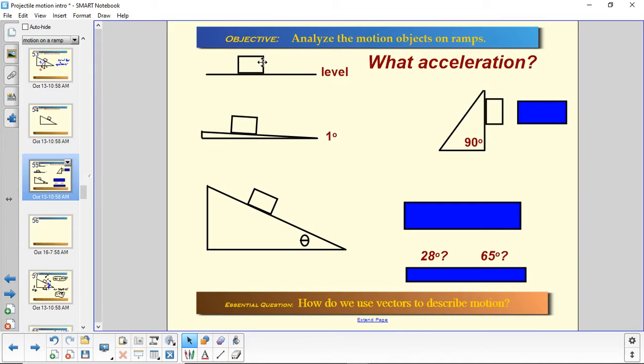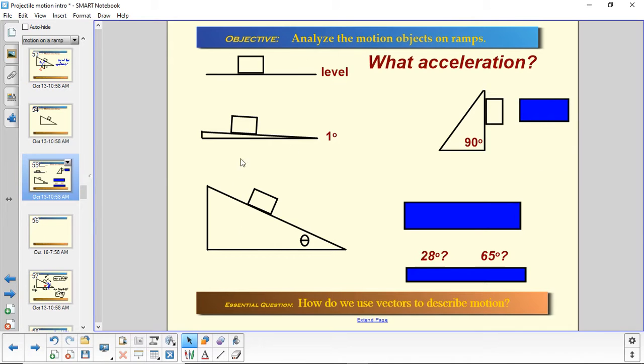Now, what about if the slope is 0 degrees and it's just sitting there on a level table? Again, there's no downhill in this case, so it's not accelerating at all. If it's level, it's going to be 0. So our extreme cases are: if it's a 0 degree slope, it's 0, and if it's a 90 degree slope, it's going to be g.